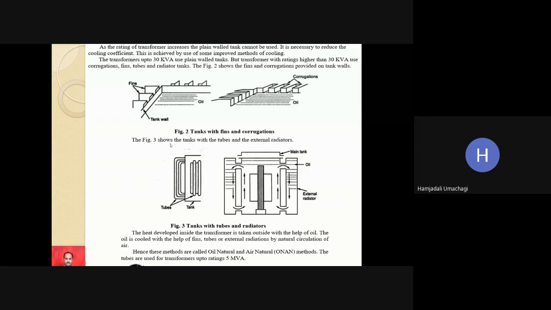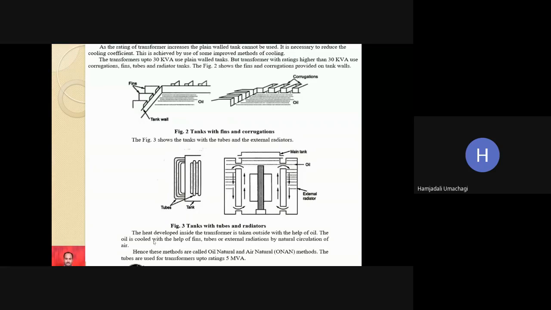All these are different alternative methods for better cooling of a transformer with a rating of more than 30 kVA, and that too to reduce the cooling coefficient. If it is less than 30 kVA, then use a simple walled tank. Okay, so these are all the special alterations which we view for the fast cooling method for a transformer of more than 30 kVA. Is it clear? Now, the heat developed inside the transformer is taken outside with the help of oil.